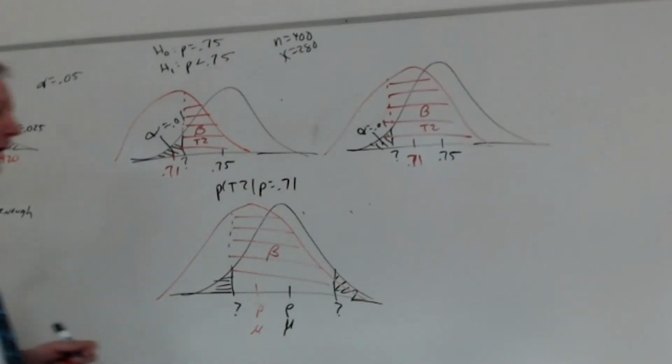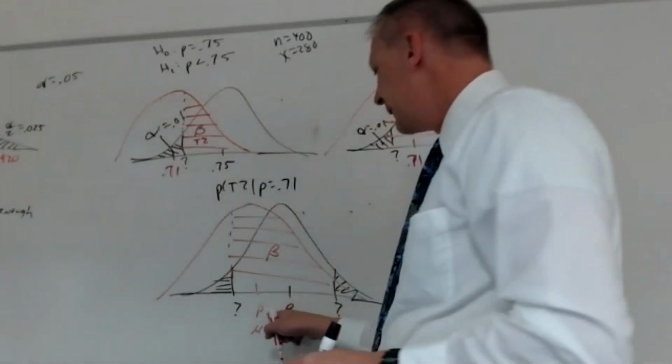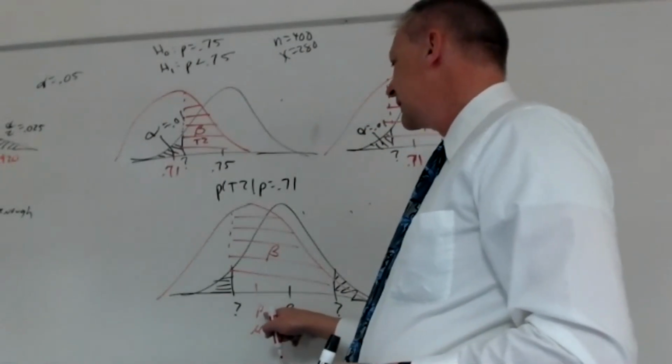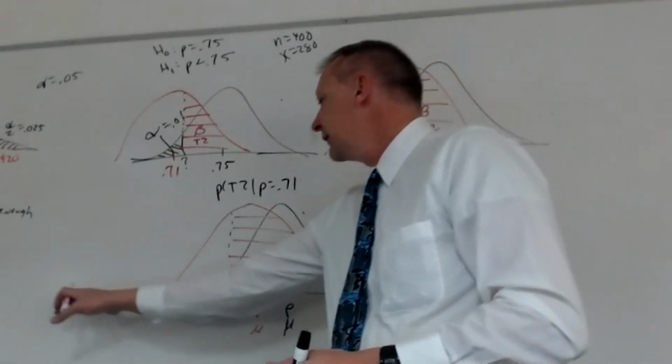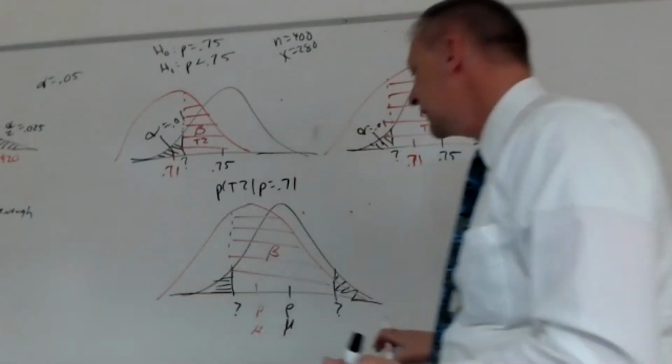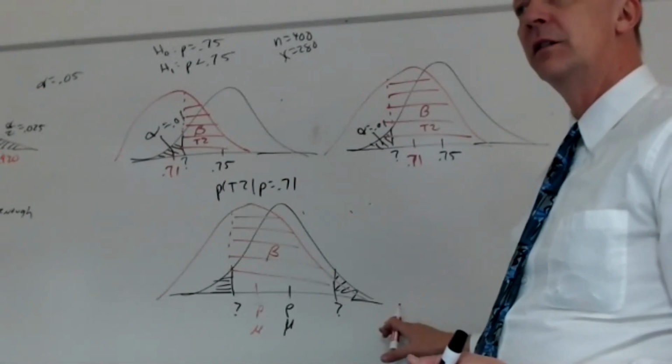Now, obviously, the farther away your red distribution is from the black distribution, the smaller your beta is going to be. If it's clear over here, it's going to be a very small beta. If it's clear over here, it's going to be a very small beta.